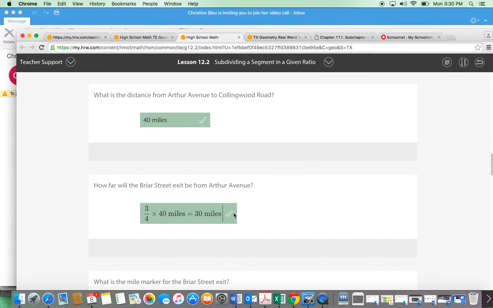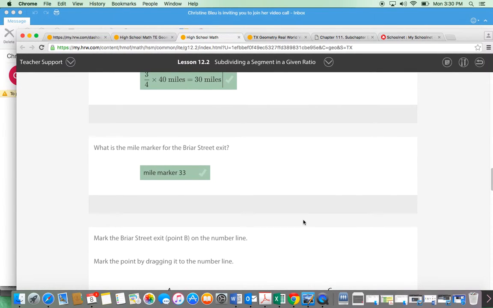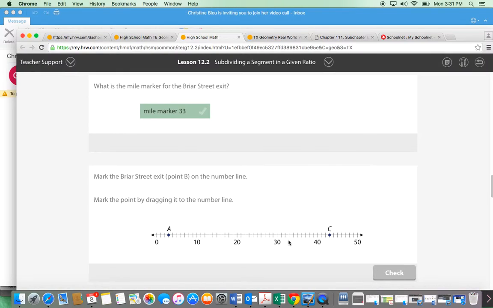That's 30 miles. So to find out where the mile marker for Briar Street would be, students will have to add 3, that was their starting point, to 30, that's the distance they traveled. And the mile marker is going to be at 33. Here's the next challenge. Have to try to mark 33 on the number line. And remember, this is really representing a highway here.